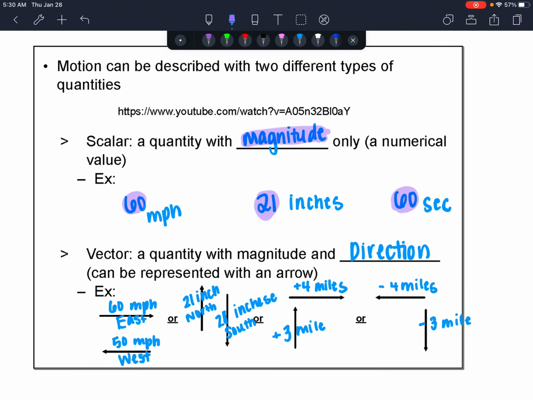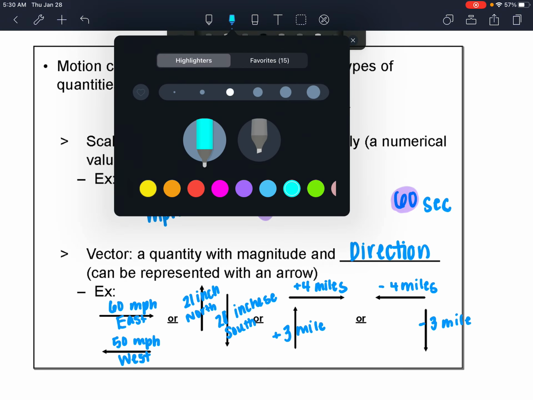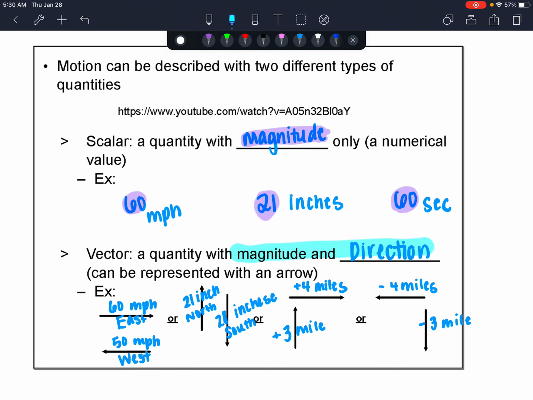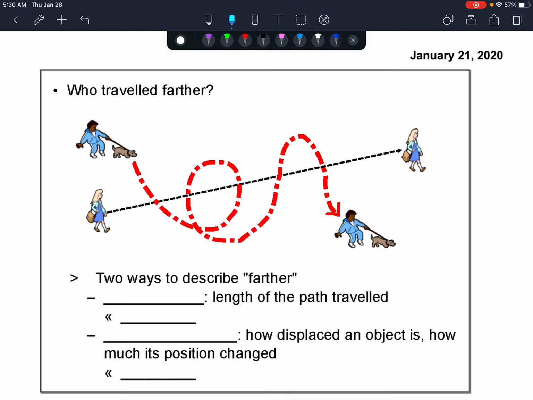That's still purple. I meant to change colors. Oh, I did it again, blue. And let's make it larger. Magnitude and direction. Beautiful. Moving on to the next page.